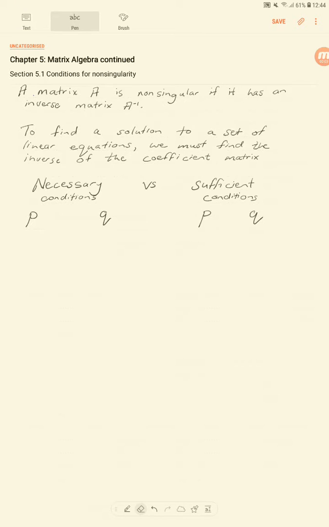In this video, we will start with Chapter 5, which is a continuation of linear models and matrix algebra. This video covers Section 5.1, which is on the conditions for non-singularity of a matrix.